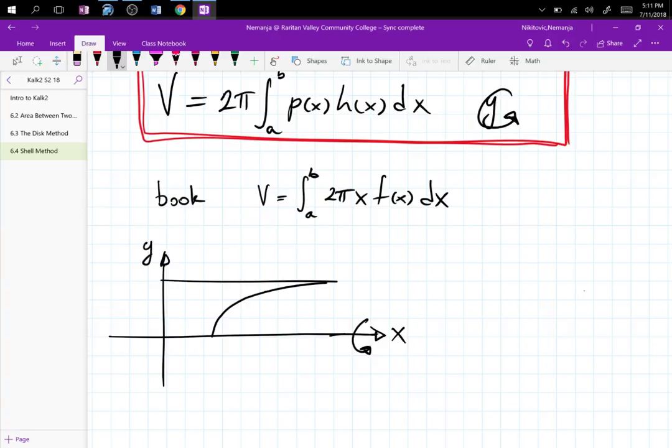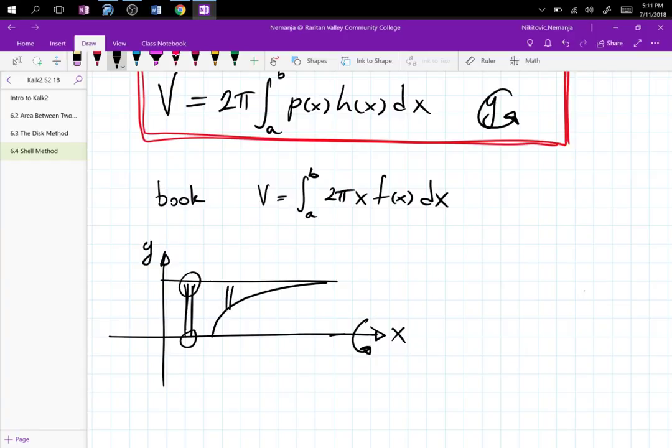Now, can you use disk or washer method? And the answer is yes. However, you have to use two integrals, because delta x over here is going to touch the function on top and this one on the bottom, which is the x-axis.